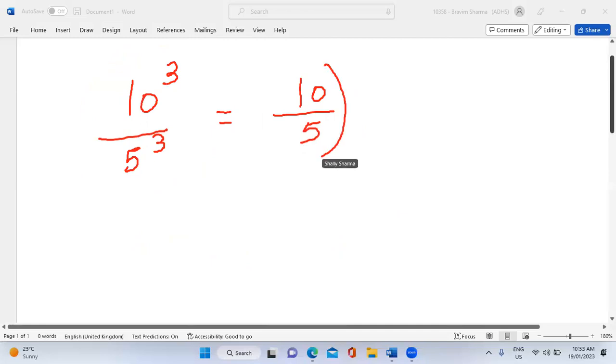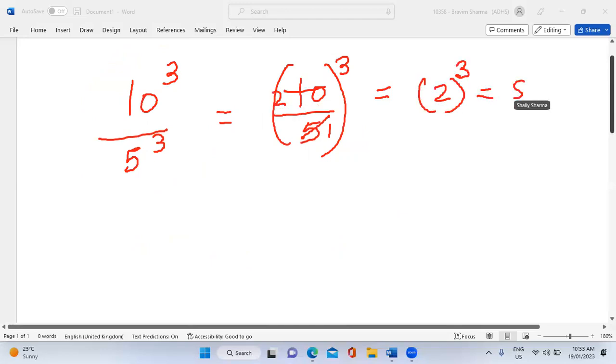For example, if you have 10 to the power of 3 over 5 to the power of 3, I can write it as 10 over 5 and whole raised to the power of 3. And we know that 5 ones are 5 and 5 twos are 10. So it is 2 raised to the power of 3, which is 8. Okay, so this is another kind of law.